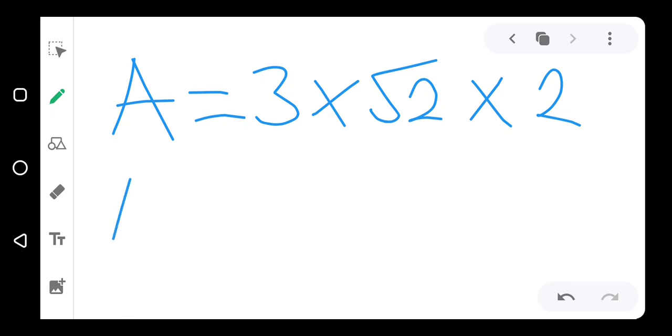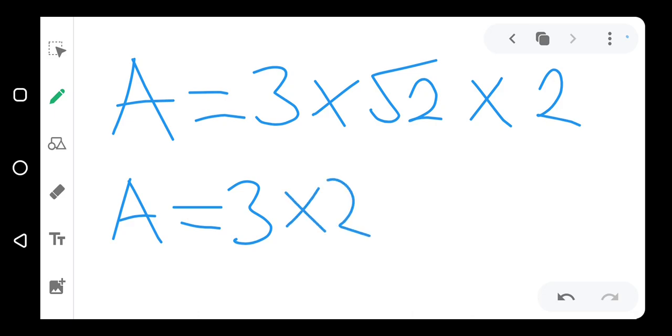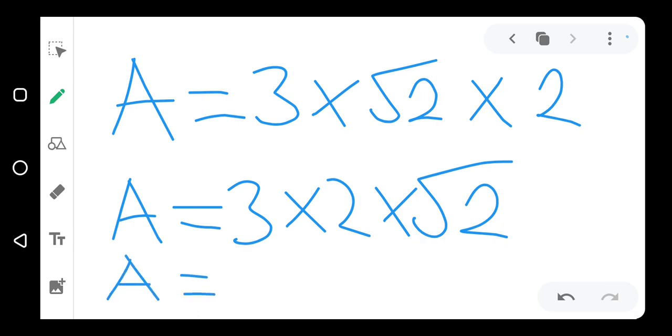So we are going to have that a is equal to 3, the ones without square roots we write first, then times 2, then times the one with square roots. That means that a is equal to 3 times 2, and we multiply these two: 3 times 2 is 6, so 6 times root 2.